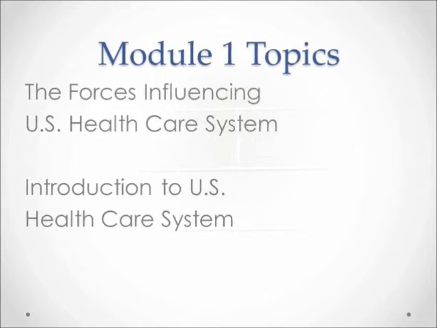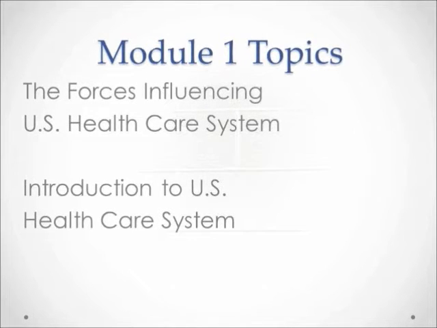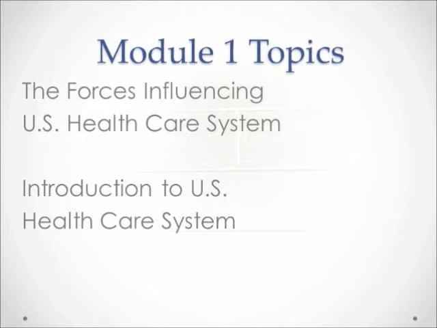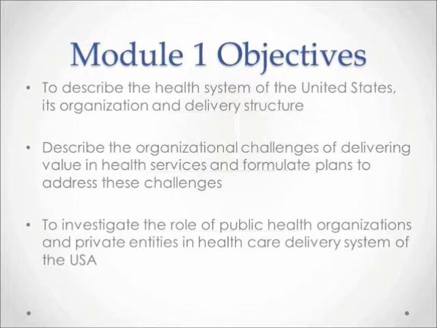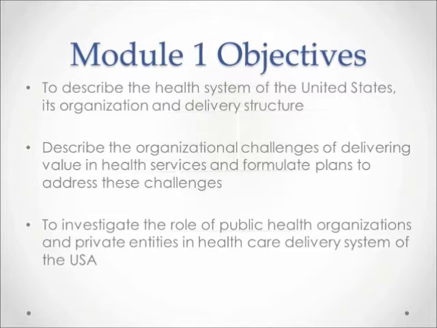Module 1 topics: the forces influencing the United States healthcare system, and an introduction to the U.S. healthcare system. The objectives for Module 1. You will be able to describe the healthcare system of the United States, its organization, and delivery structures. You'll be able to describe the organizational challenges of delivering value, there's that word, in health services, and formulating plans to address these challenges. You'll be able to investigate the role of public health organizations and private entities in the healthcare delivery system of the United States.